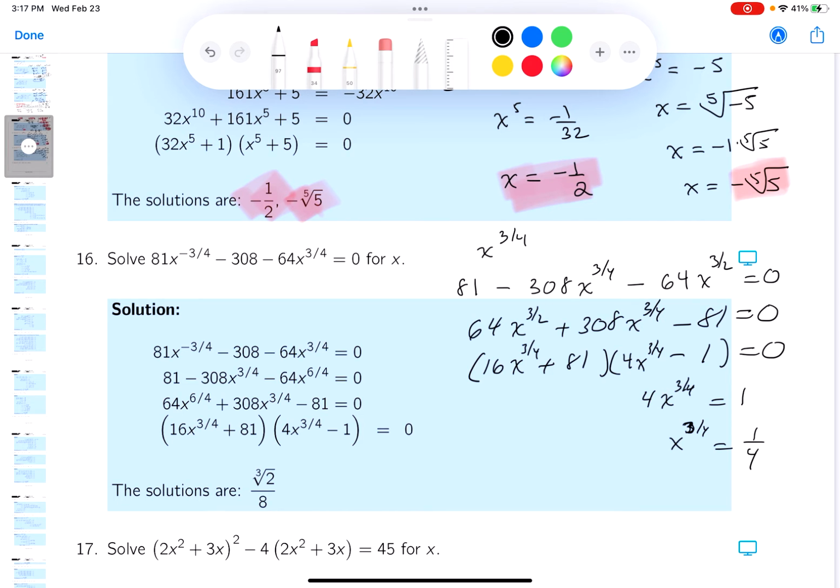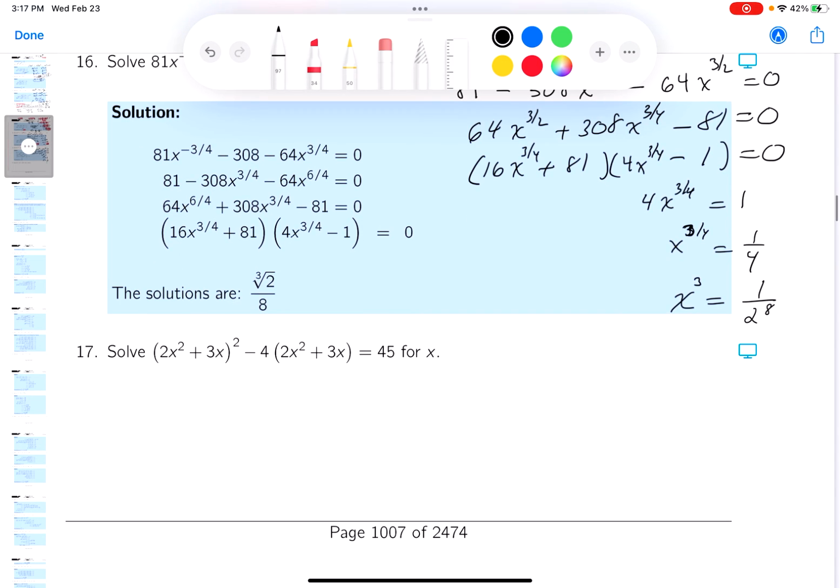Oh boy, I got to do something here, don't I? And someone says, what are you going to do? Well, I'm going to raise both sides to the 4th power. And you're going to get x to the 3 equals 1/4 to the 4th. Now, 4 is 2 squared, right? 2 squared to the 4th power is 2 to the 8th power. All right? Whoops, there's a 3 here. Sorry about that. And then I'm actually going to take the cube root of both sides. And what do you get over here? X equals the cube root of 1 over 2 to the 8th.